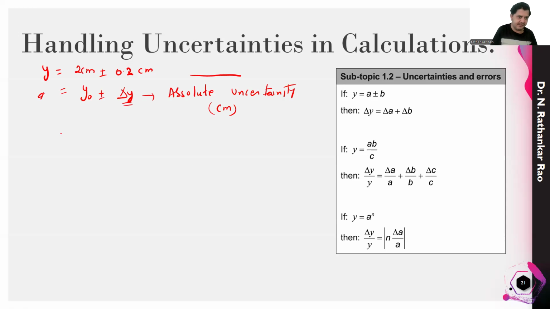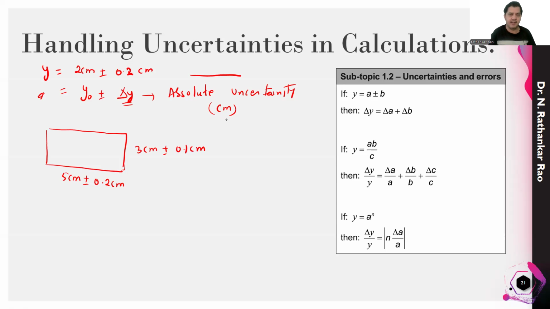Okay. Next, let us say, for example, I have a rectangle and I want to find out the value of the absolute uncertainty in the rectangle. And I say the length of this rectangle is seen to be 5 centimeter plus or minus 0.2 centimeter here, and here it is 3 centimeter plus or minus 0.1 centimeter. Now I'm asking you to find out the absolute uncertainty. So how do we do this? We do it like this.